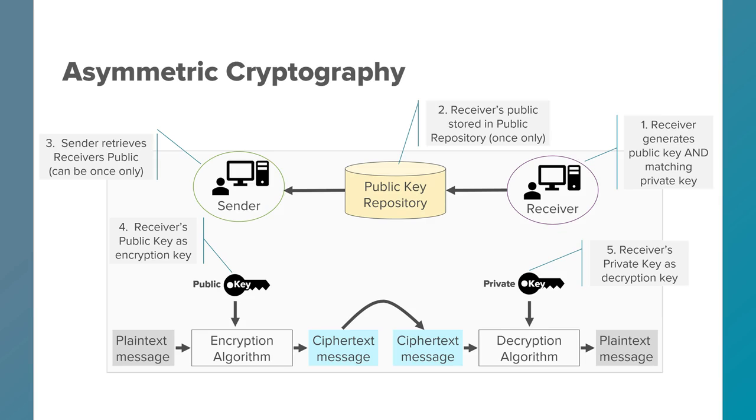So they take the plain text message that they want to send, and they use that as input to the encryption algorithm. And they use the receiver's public key as the encryption key for this encryption operation. The resulting ciphertext is then sent over to the receiver, and when the receiver is ready to read the message, they take the ciphertext that they had just received and put that as input to the decryption algorithm, and they use their private key to decrypt the message, and out comes the plain text message that the sender intended to send to the receiver.